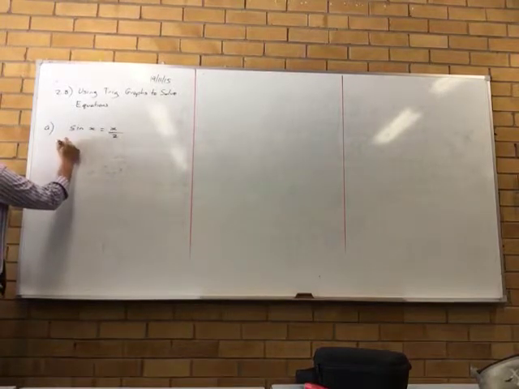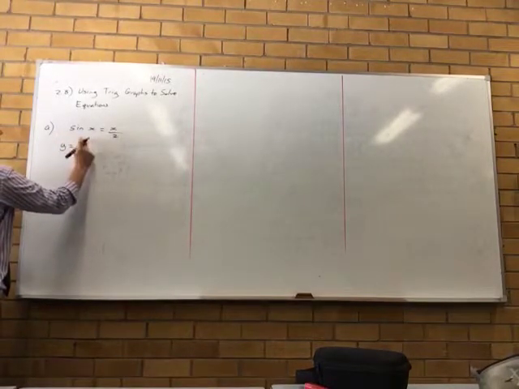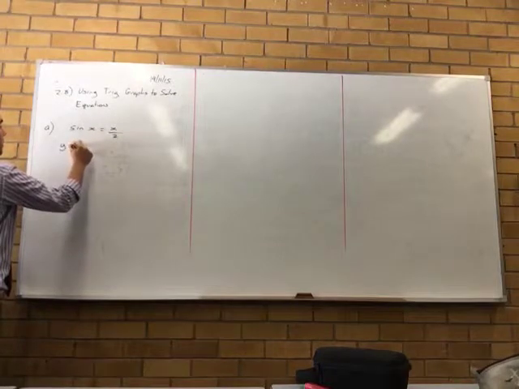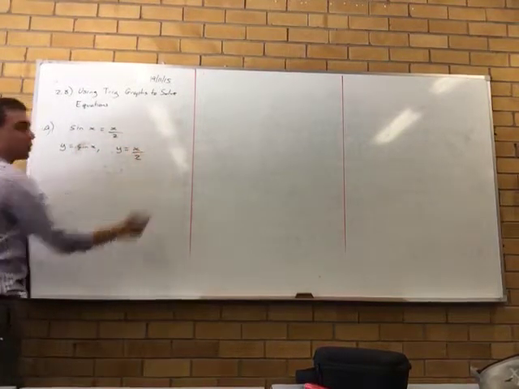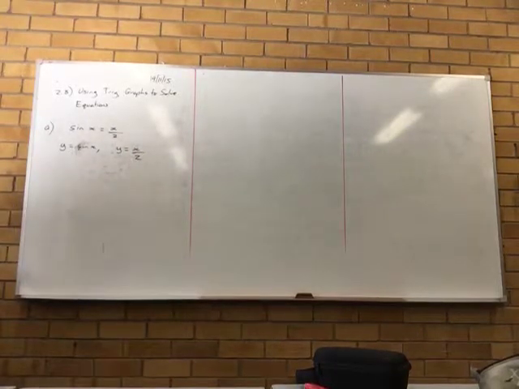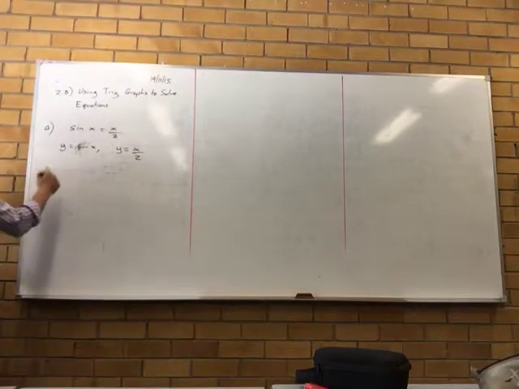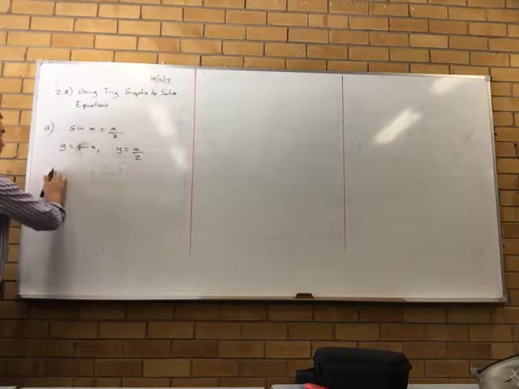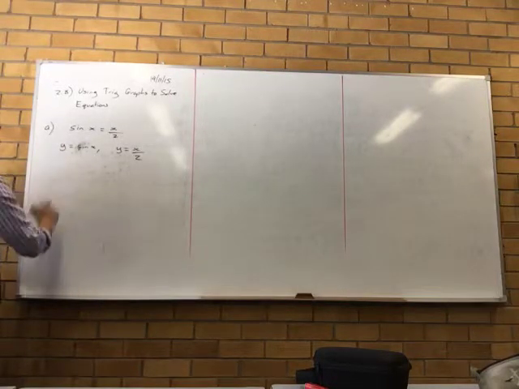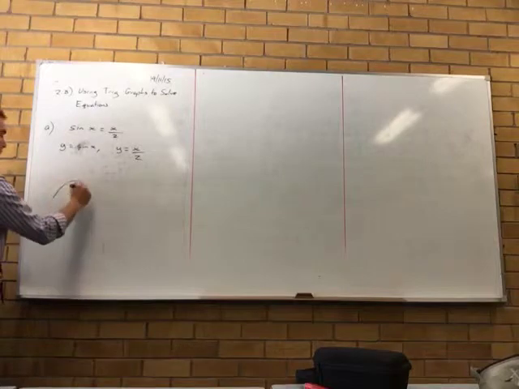So what we need to do: y equals sine of x and y equals x over 2. So set both sides of the equation equal to y. What you're going to do is graph those two functions, and then the intersection points will be your solution. So we've got sine of x and x over 2. So let's do our sine curve.